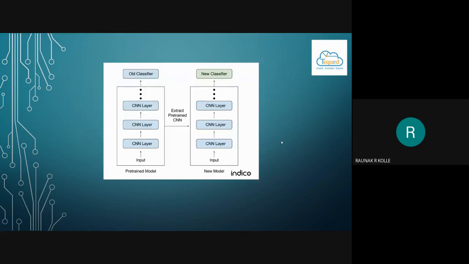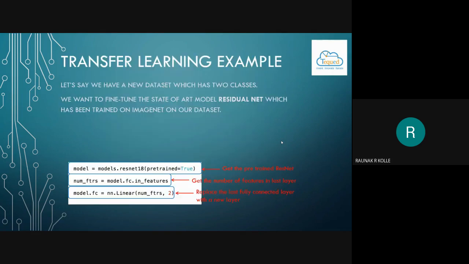In transfer learning, for a pre-trained model, we have an old classifier. We have an input which is given to a number of CNN layers, which give an old classifier as the output. We extract the pre-trained CNN model, and in the new model, the same CNN layers give a new classifier as an output for the given input.